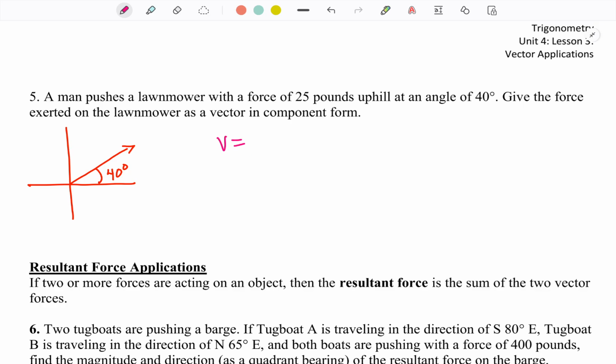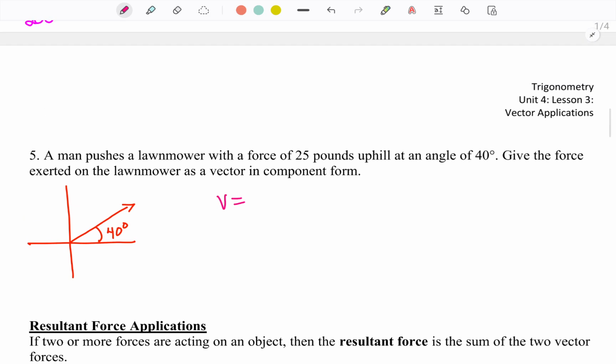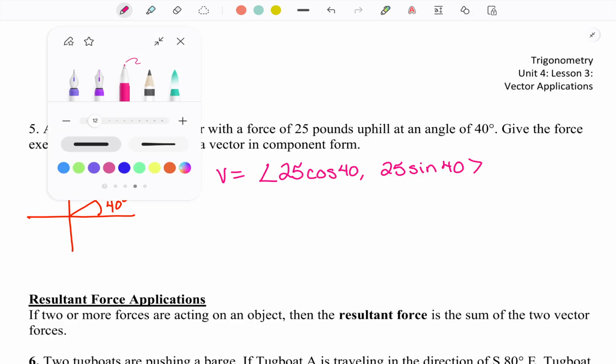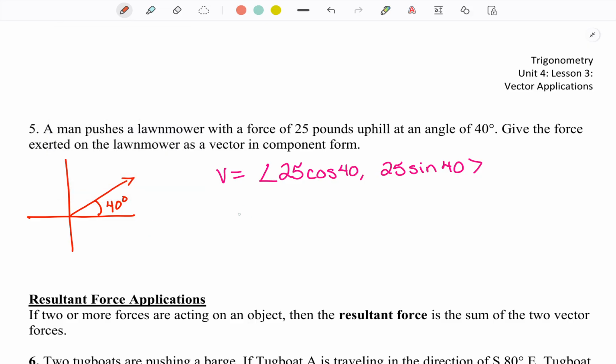So we'll have V equals, we have 25 pounds of force, so that's what we are going to use. And then we have 25 times the cosine of 40, and then 25 times the sine of 40. When we plug this into our calculator, we get V equals 19.15 and then 16.07.